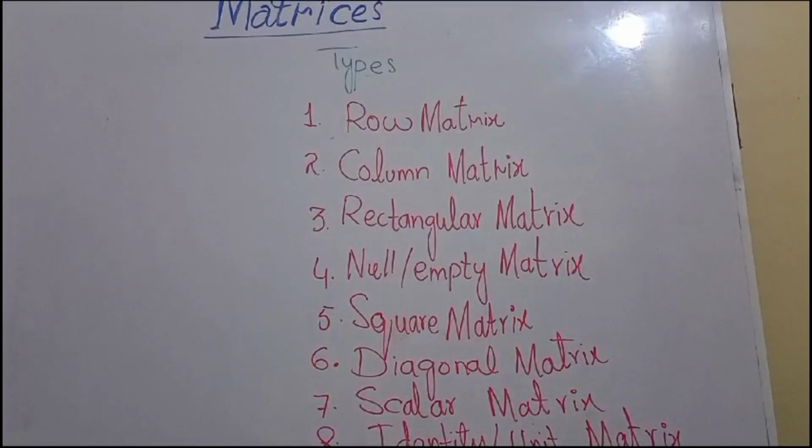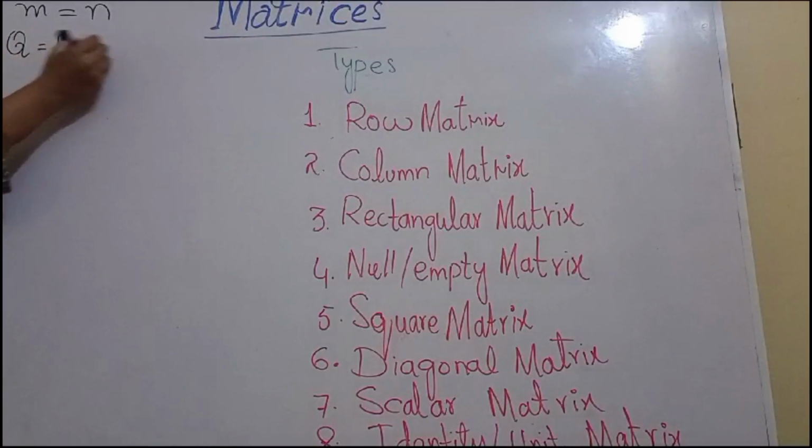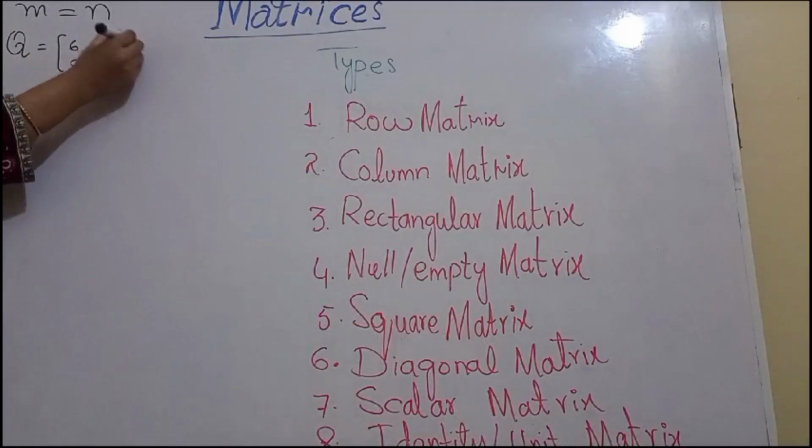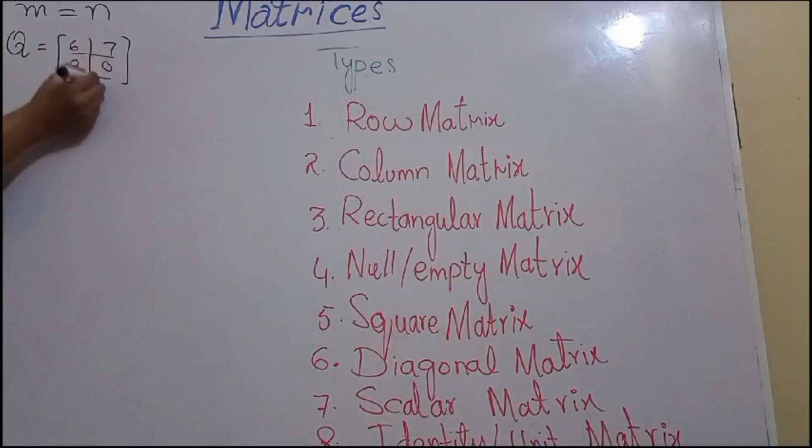So friends, let's move toward the next type of matrix, that is a square matrix. There is a condition for the square matrix, that is m is equal to n, which means the total number of rows in that matrix must be equal to the total number of columns. That is, the order of the matrix must be 2 cross 2, 3 cross 3, 4 cross 4 and so on. Let's take an example like I write Q equals to 6, 7, 9, 0. So here are 2 rows and 2 columns. So this matrix is a square matrix.